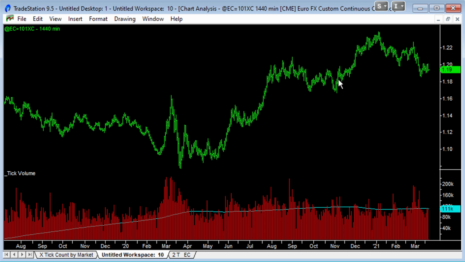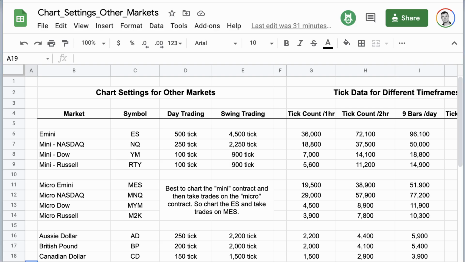I've updated my spreadsheet for this, but this is how I'm using the information. So if you're a subscriber to the indicators, you're given a link to this. It's the chart settings for other markets. It's a Google spreadsheet, a shared document here. We can see it's actually one person, Anonymous Wolf, is looking at the document at the moment, but it belongs to me and is shared with subscribers. And it gives you the chart settings that I would recommend for a whole bunch of different markets.